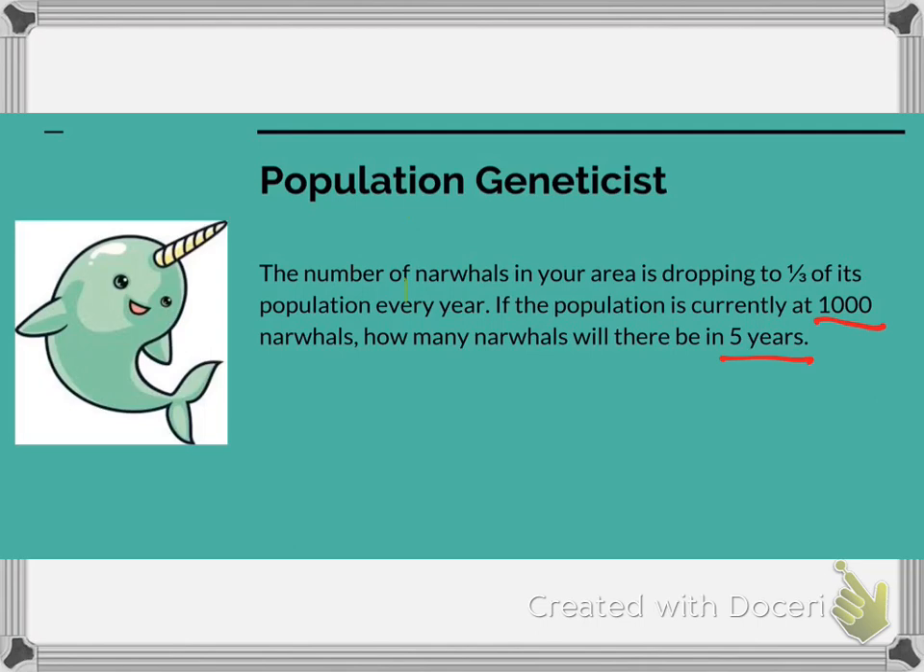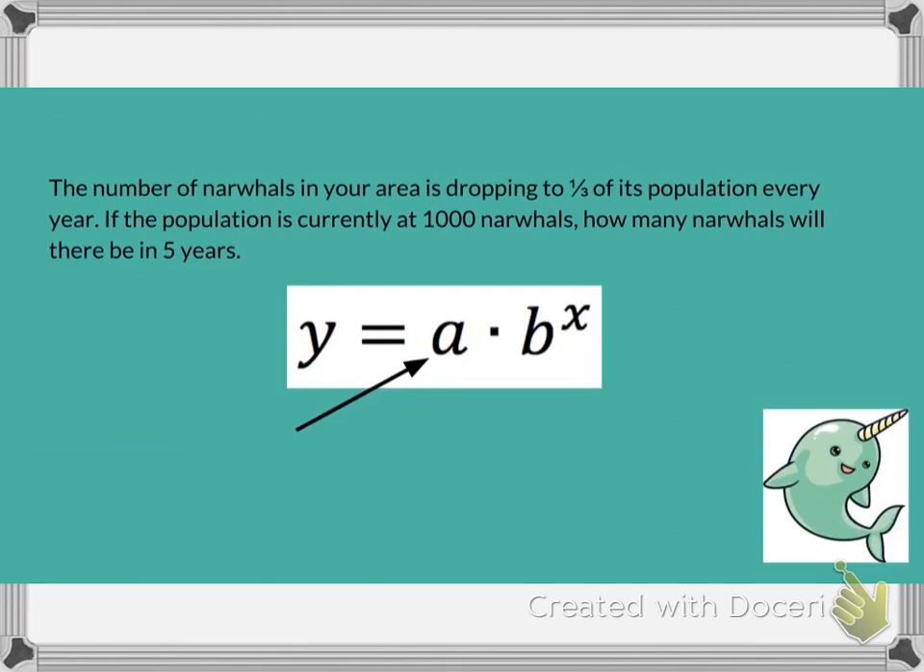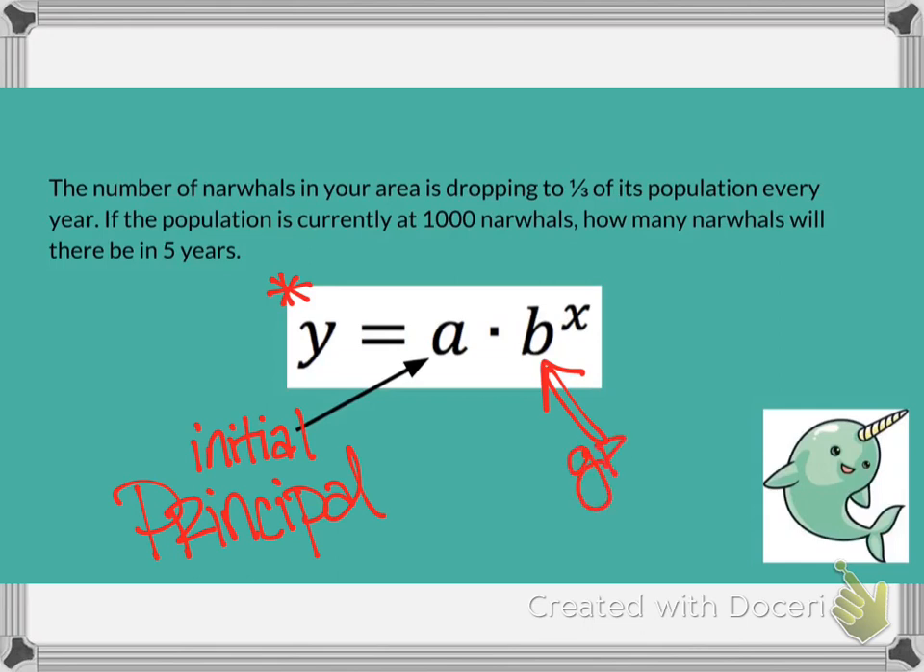Before we even start working specifically with the problem, let's review what our exponential equation looks like and what each of those pieces represents. So we're using this exponential equation, y equals a times b to the x. The a is my initial amount, otherwise known as principal. And my b is something that we are calling the growth factor.